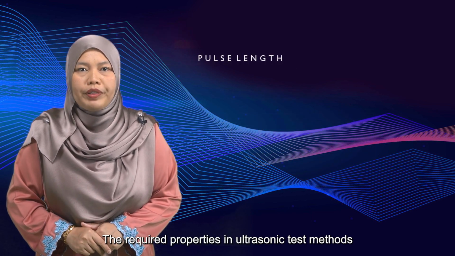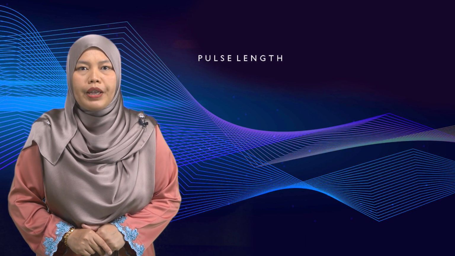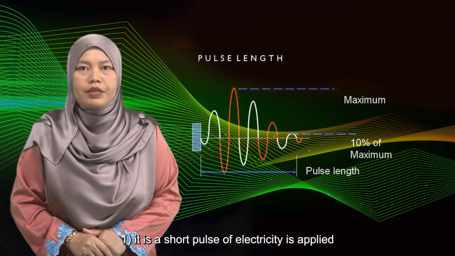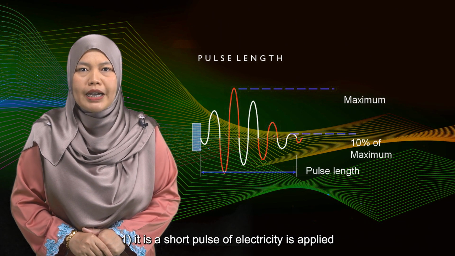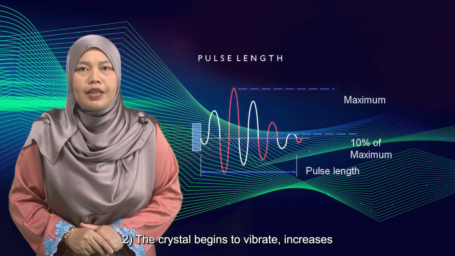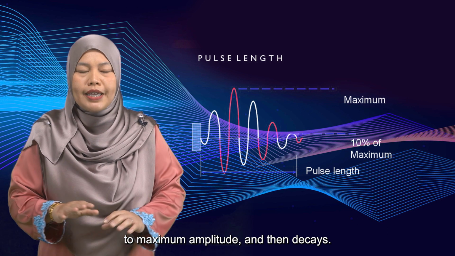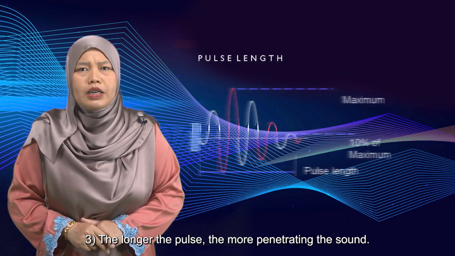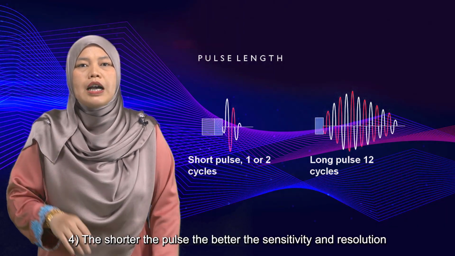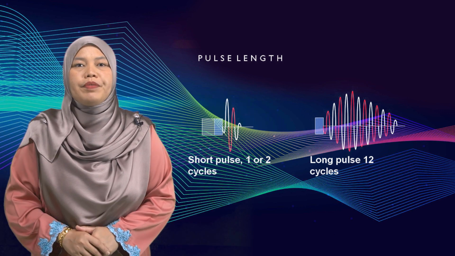The required properties in ultrasonic test methods are pulse length and the sound beam. The properties of the pulse length are: 1. A short pulse of electricity is applied to a piezoelectric crystal. 2. The crystal begins to vibrate, increases to maximum amplitude and then decays. 3. The longer the pulse, the more penetrating the sound. 4. The shorter the pulse, the better the sensitivity and resolution.